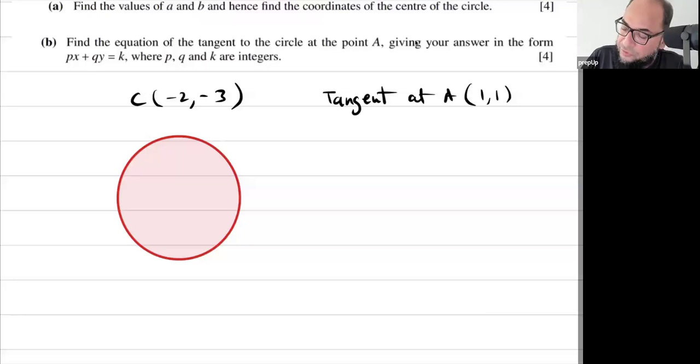So I've drawn a diagram, and this is -2, -3, and this is 1, 1. And the tangent is somewhat like this, just a rough diagram. Okay, so this is A, this is 1, 1.